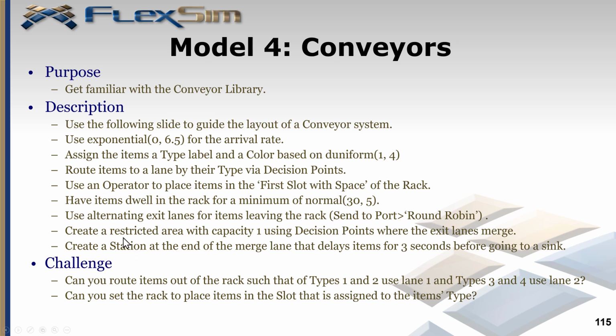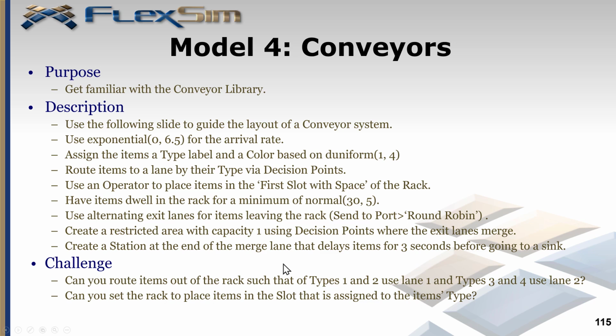Okay, then create a restricted area with a capacity of 1 using decision points where the exit lanes merge to keep boxes from colliding in that merge zone on the merging conveyor. We'll use decision points to do that. You've seen how that can be done. Then create a station at the end of the merge lane that delays items for 3 seconds before they are pushed to a sink. Couple challenges here if you want to try them.